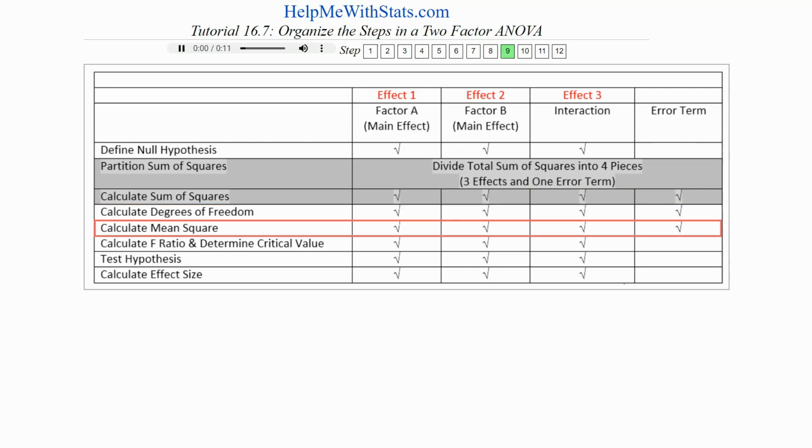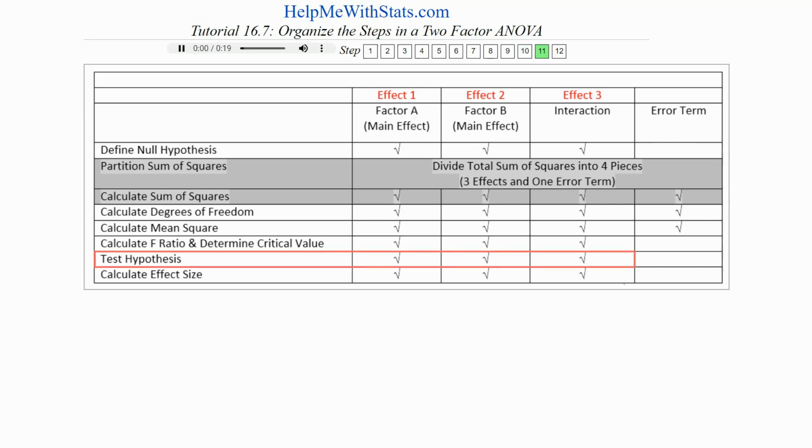Then we calculate the mean squares for all four terms. These are the terms that adjust the sum of square terms so that the mean squares can be compared in an F ratio. After calculating the F ratio for each of the three effects, we'll also need to determine the critical F values for each comparison. Note that we don't calculate an F ratio for the error term because the error term is used in the other three F ratio calculations.